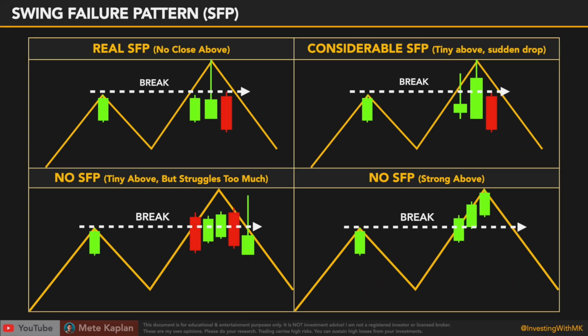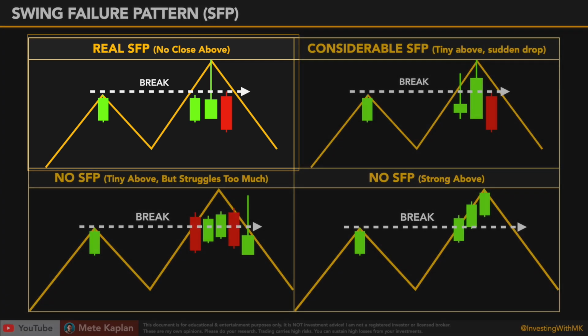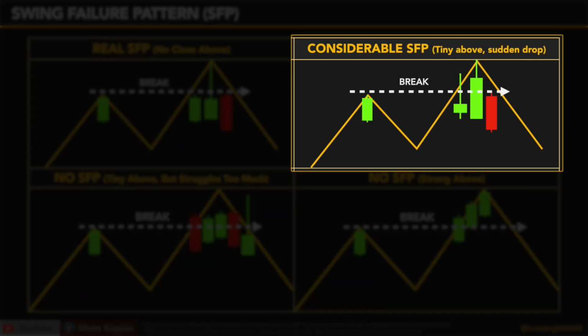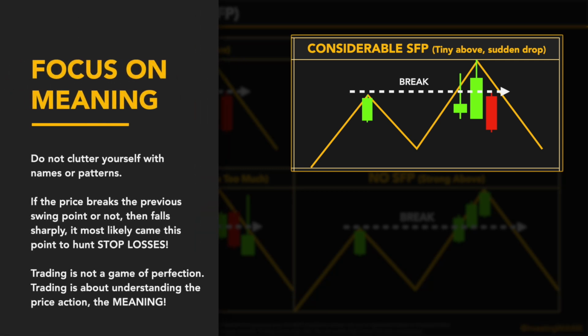Let's understand 4 different conditions. You already understand the first condition, the real swing failure. You can call it pure or real SFP. But what if the price goes above a tiny amount and the next candle strongly falls? Is this a swing failure? Well, this is not a real swing failure.